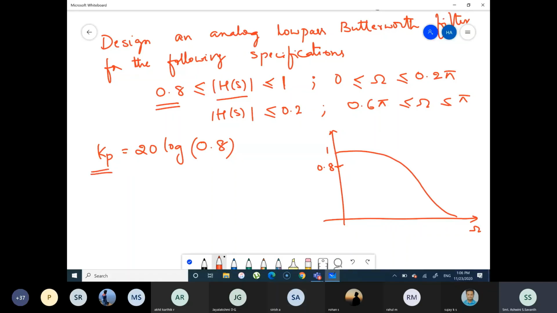Okay, so what is this? This is omega p. This is stop band, omega s. So 20 log of 0.8. You can find out actually it will be around minus 1.94 decibels. Minus 1.94 decibels. Okay, so that is in what range? 0 to 0.2 pi, he says, right? So only up till this range. So this is your passband edge frequency. That is omega p. Omega p is 0.2 pi.